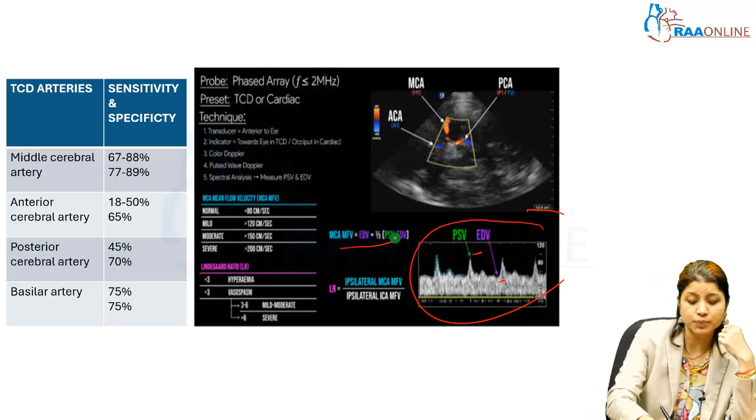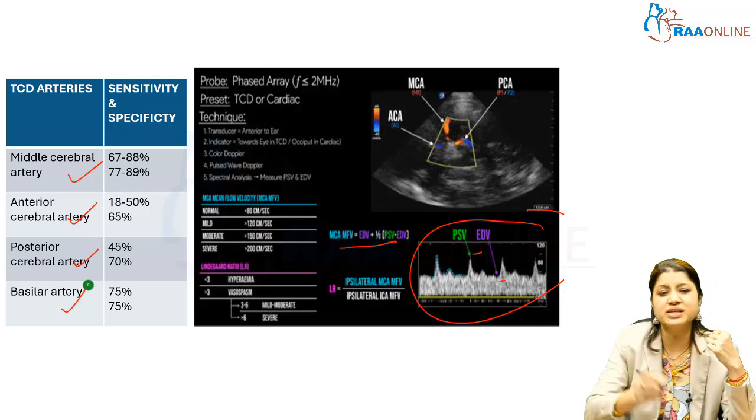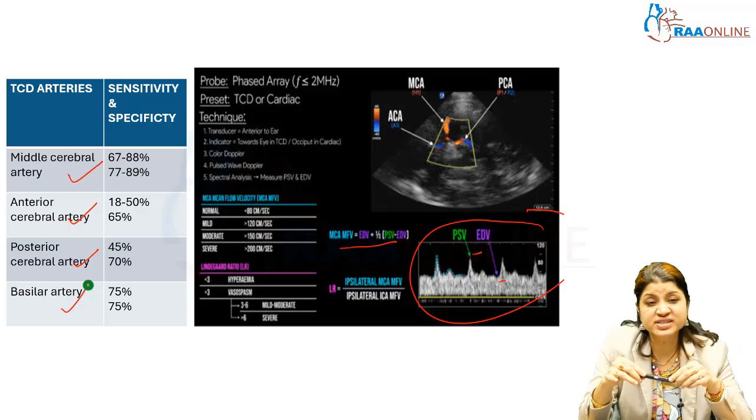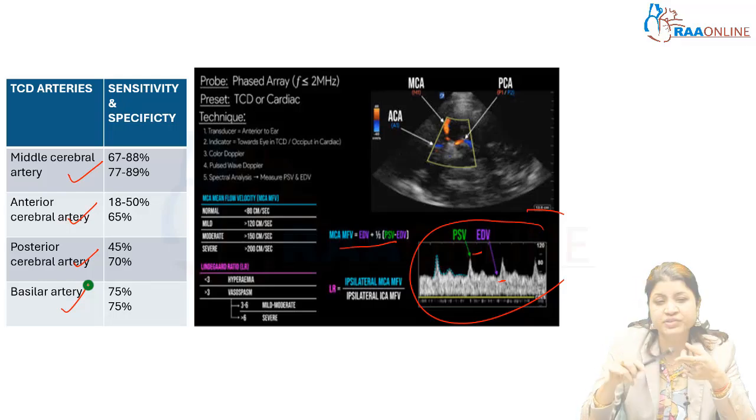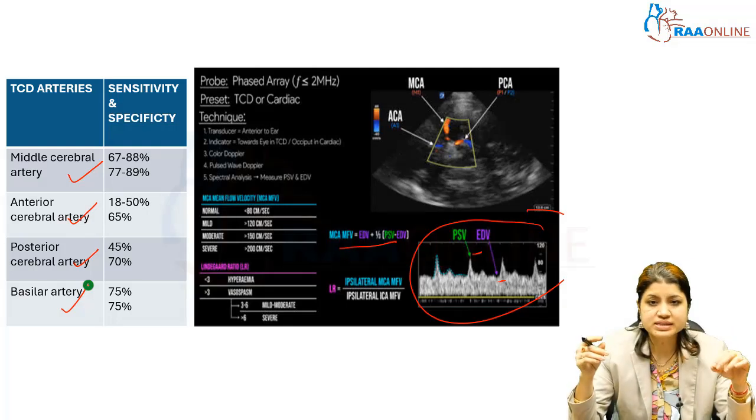So this transcranial Doppler is utilized for your middle cerebral artery, anterior cerebral artery, posterior cerebral artery as well as the basilar artery. The sensitivity and specificity of it is actually highest for the middle cerebral artery. That is why we have a standard of 120 centimeters per second. As we can see, the sensitivity and specificity for MCA are around 80%, whereas as we go down from anterior cerebral or posterior cerebral, the sensitivity and specificity decreases. And for the basilar artery, it is around 75%.